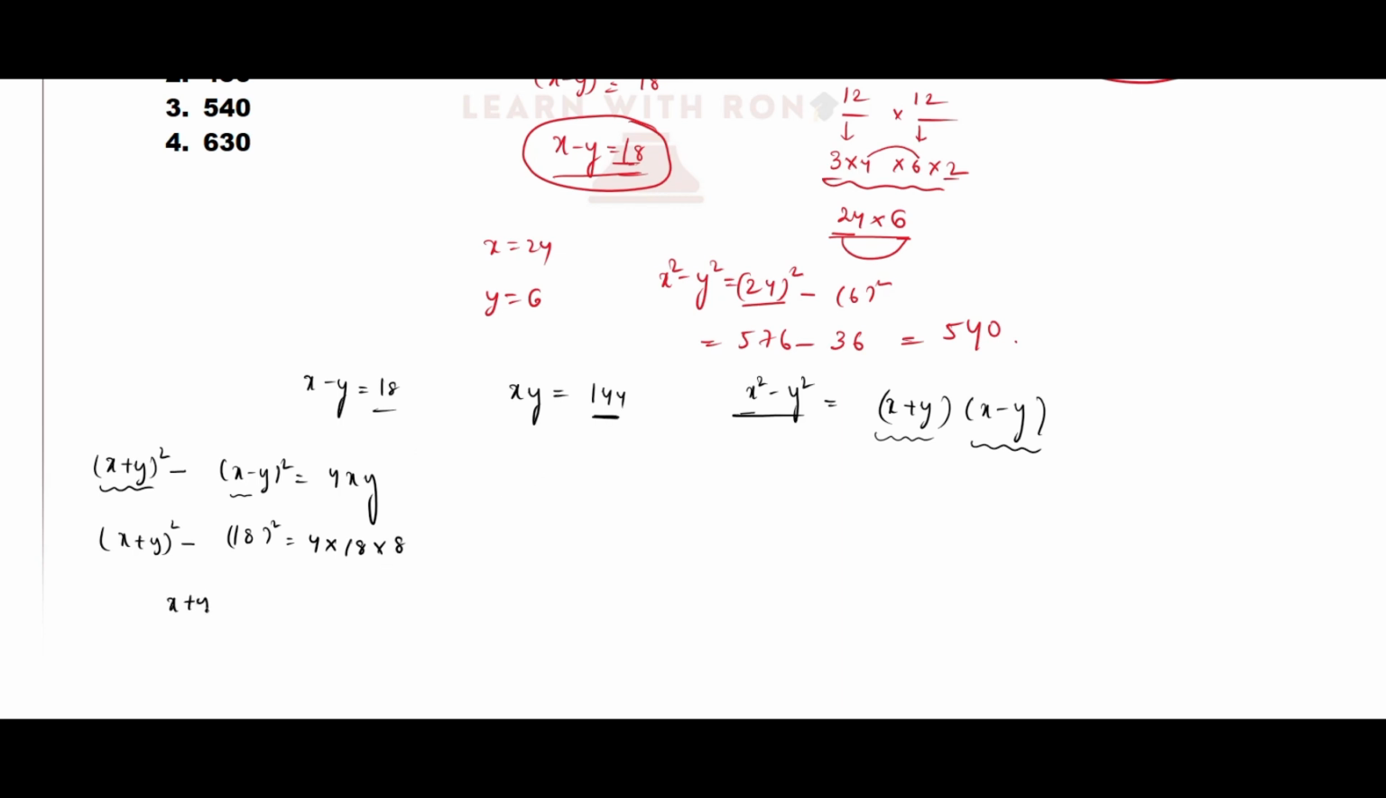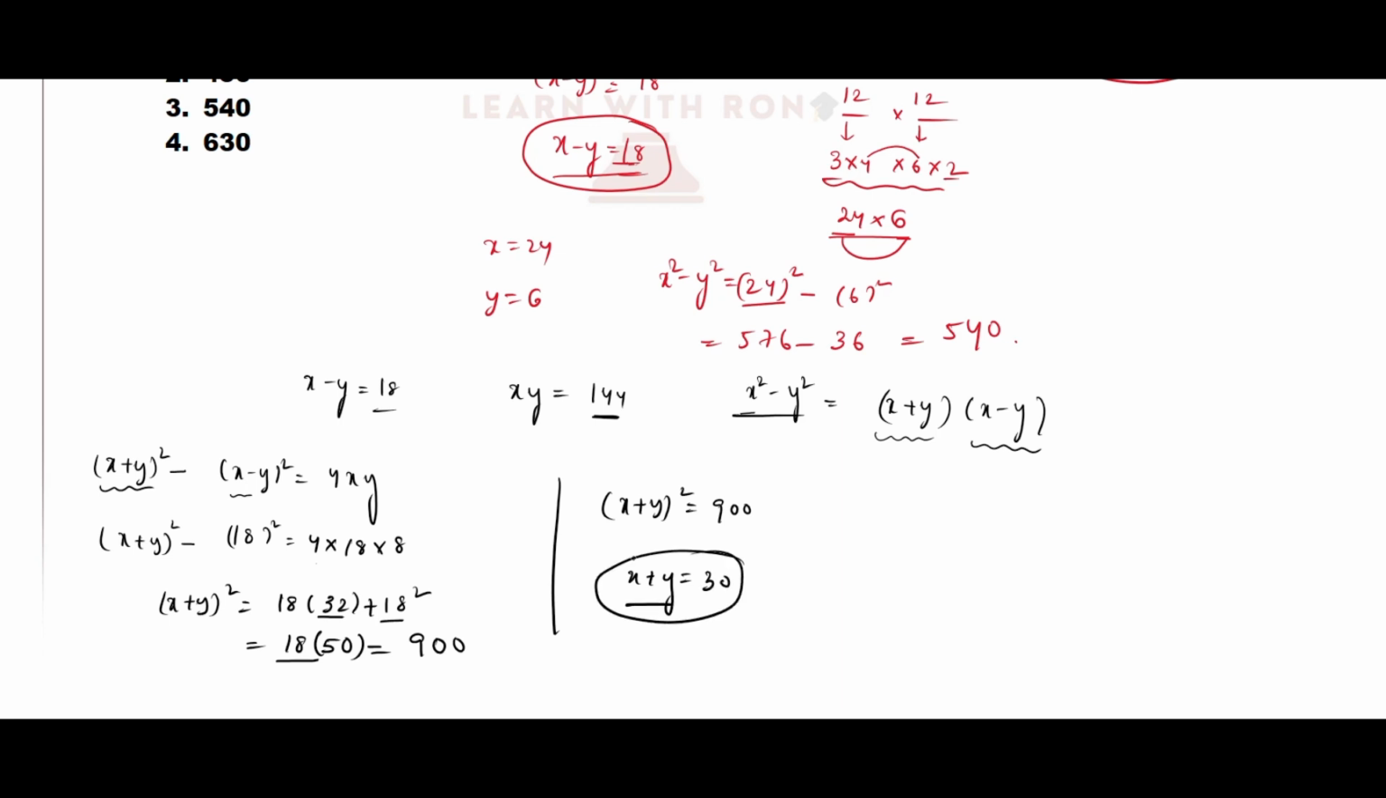So, from this, (x plus y) whole square equals 18 times 4 times 8, which is 32, plus 18 square. So, if I take the 18 common, 32 plus 18 is how much? 50. So, 18 times 50 is 900. So, we got (x plus y) whole square equals 900. So, x plus y value is 30.